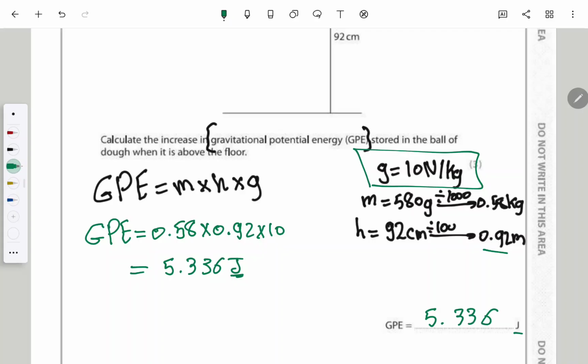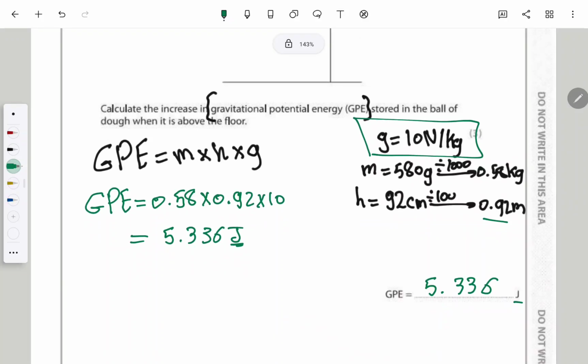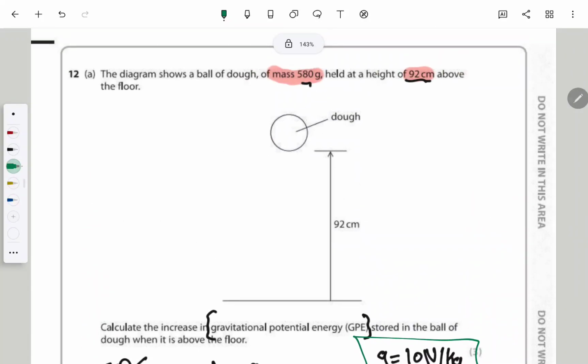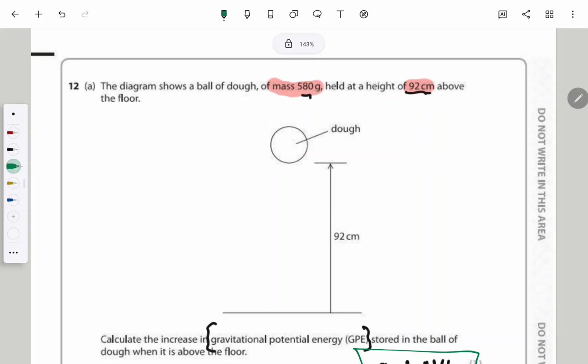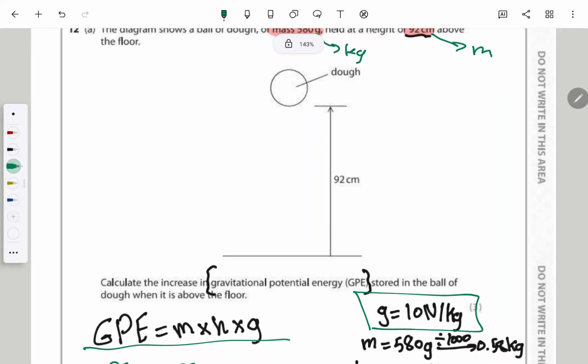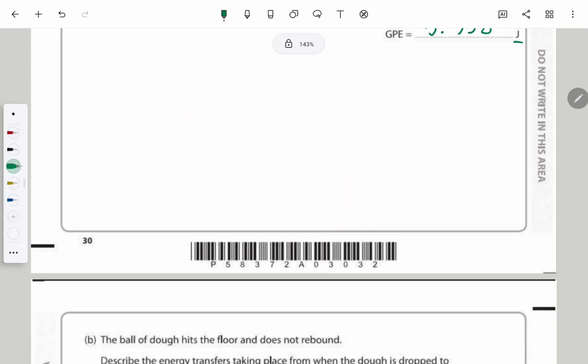I recommend you revise your formulas and all the topics before you watch such a video. You should know this formula, and it's just normal conversion of these units. This one you switch to kilograms, this one you switch to meters, and you just gotta use the formula afterwards.